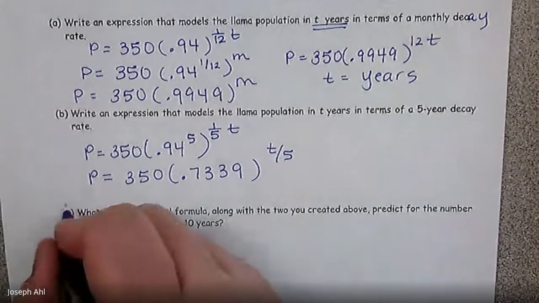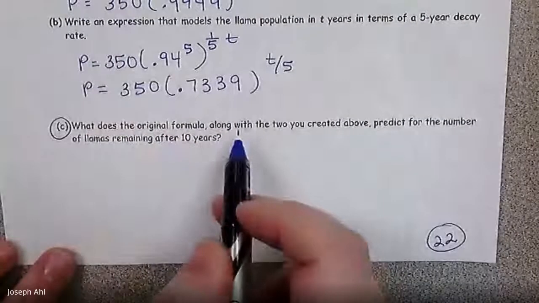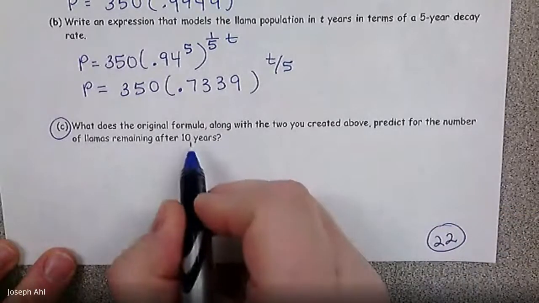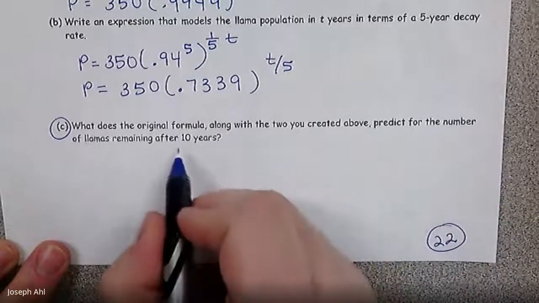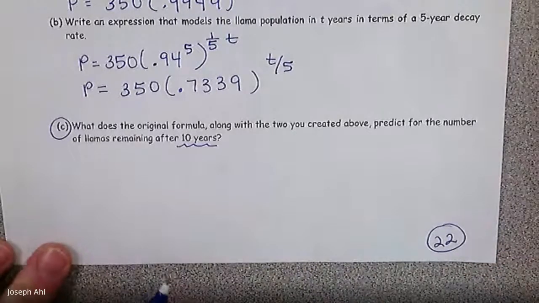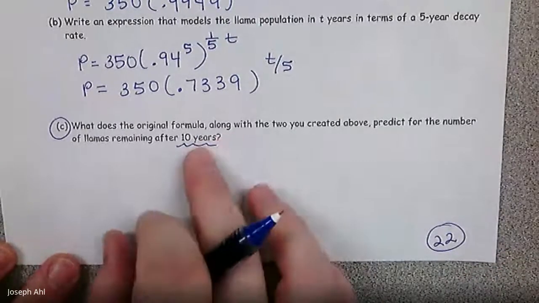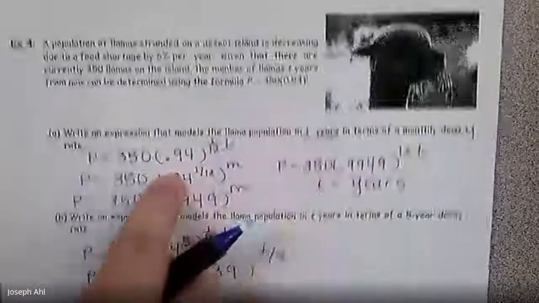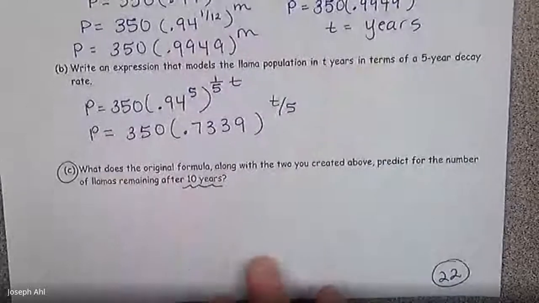And then we'll talk about part C in class, where we're going to use the original formula along with the two we've created to predict the number of llamas remaining after 10 years. And they'll all be very close to each other. And they should be, right? If they're off by hundreds upon hundreds of llamas, that's no good. But we're going to figure out, based on the fact that we're looking at 10 years later, what each of these equations, the original, part A, part B, would give us there.